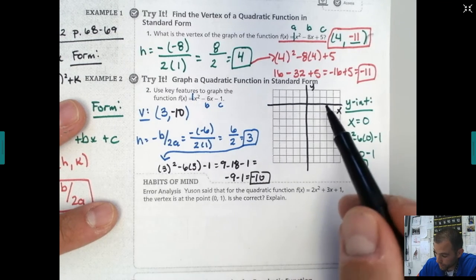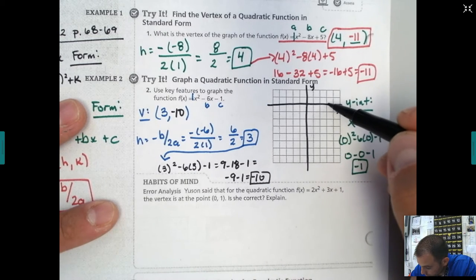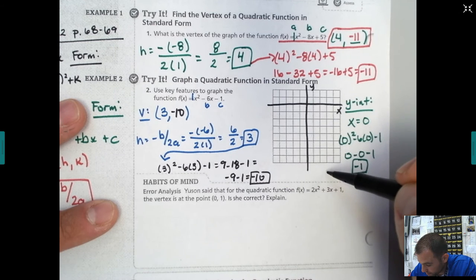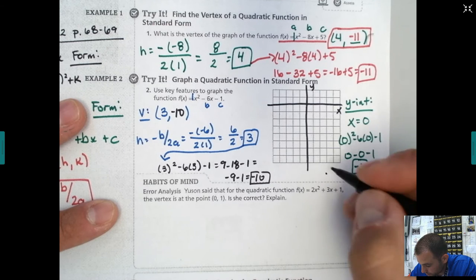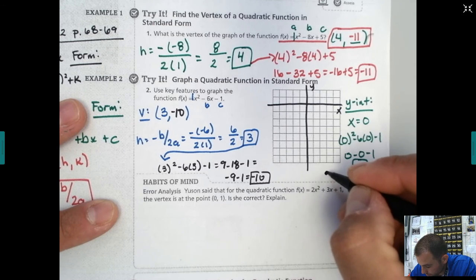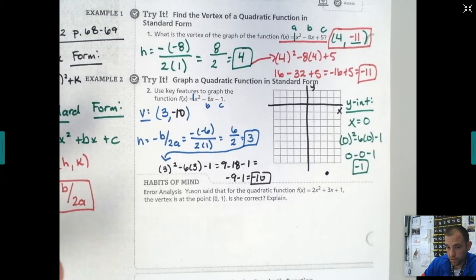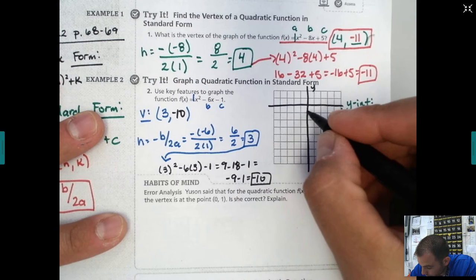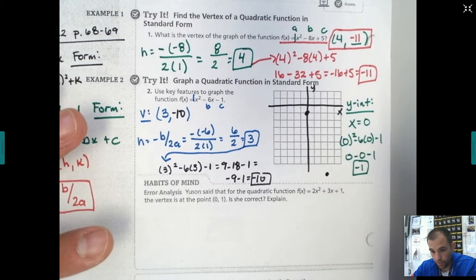But (3, negative 10). So go over 3, 1, 2, 3, and then I don't have enough space for 10, so 1, 2, 3, 4, 5, 6, 7, 8, 9, 10. I'm just going to say it's down here, just down there towards the bottom. It doesn't exactly fit, but that's okay. And then the y-intercept is negative 1. So I'm going to put a point right there for negative 1.